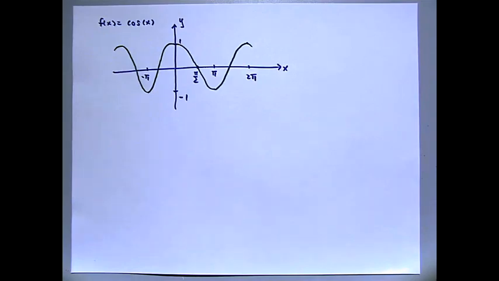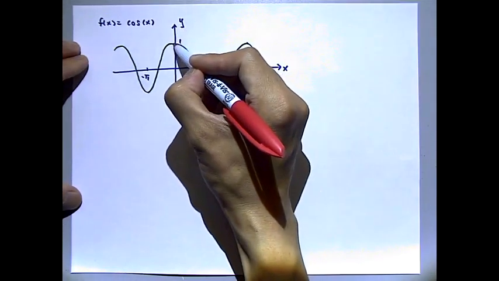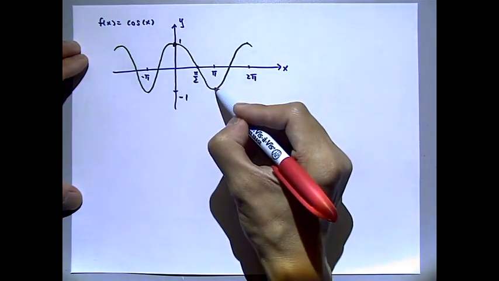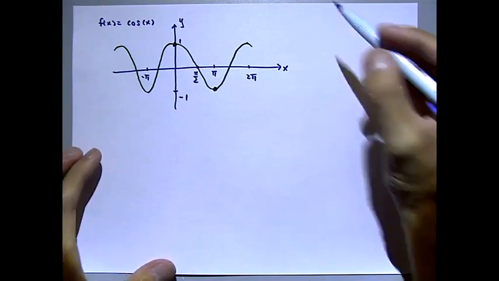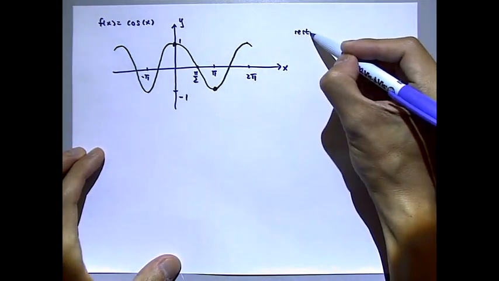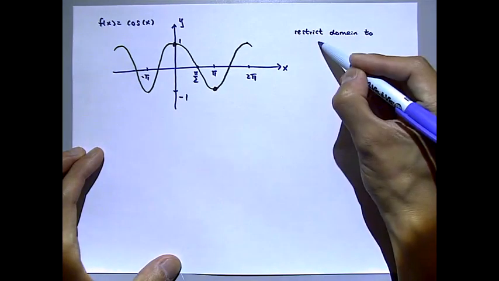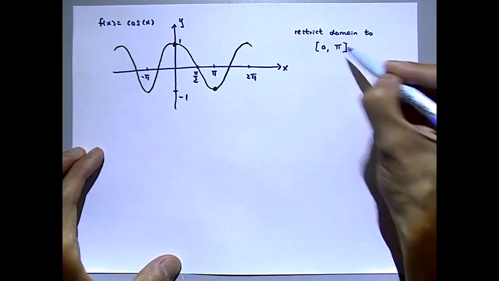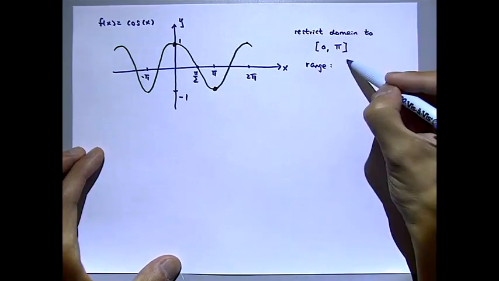Once again, clearly not 1 to 1. So we choose a portion of that and restrict the domain right there. So what we do here with cosine is we restrict the domain to go from 0 to pi. The range is the same. It doesn't matter what we restrict it to. It's still minus 1 to 1.